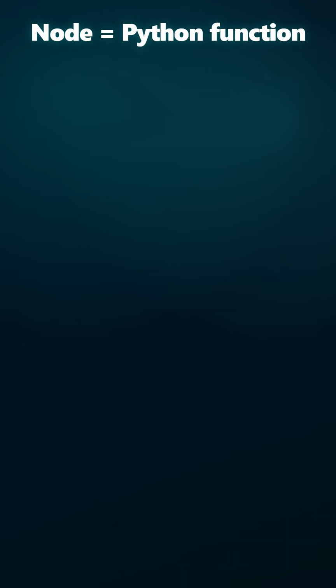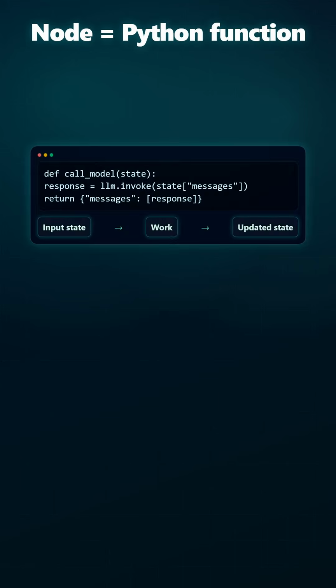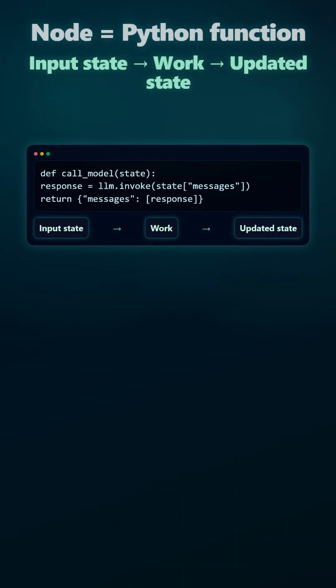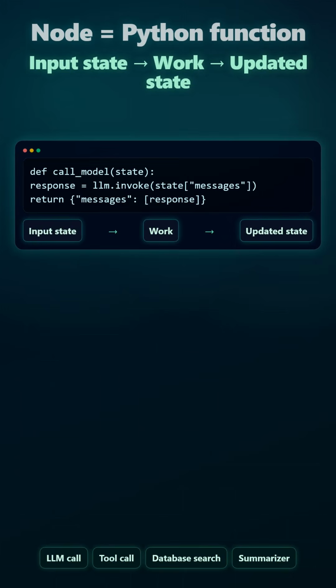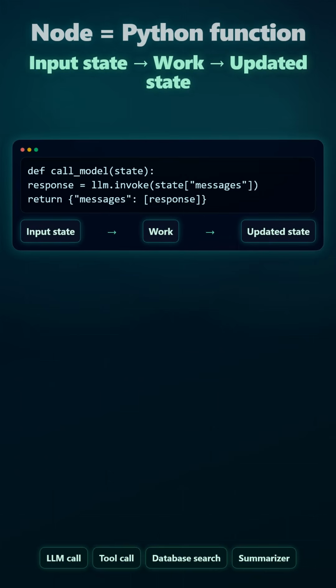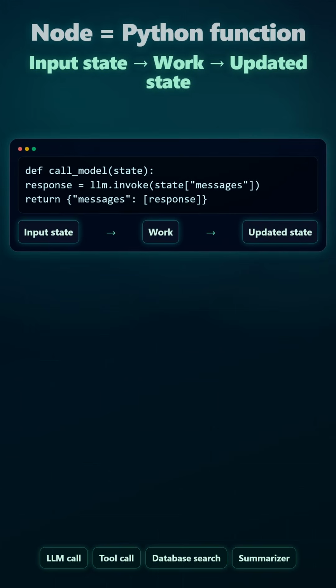A node is one step in your workflow. Most of the time, a node is just a Python function. It receives the current state, does some work, and returns an update. As simple as that. So a node could call an LLM, a node could call a tool, a node could search a database, a node could summarize a conversation, a node could retrieve information from a vector database. That is all a node is, and that is all you need to understand to get started. It is a unit of work.